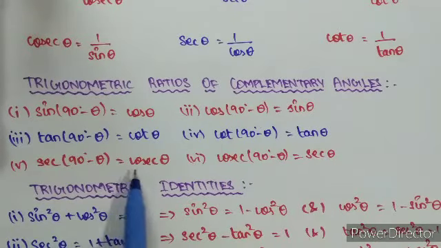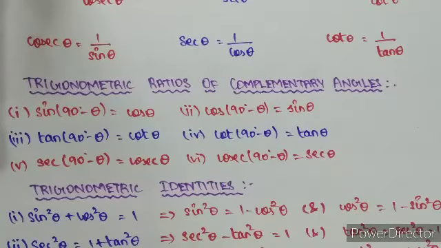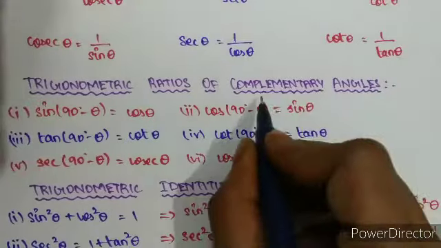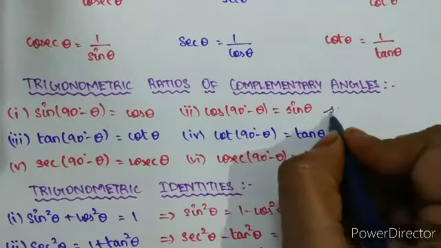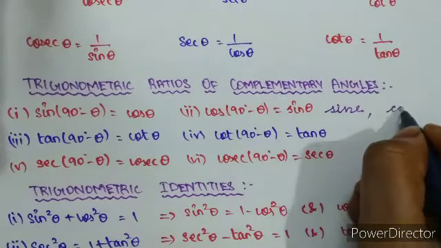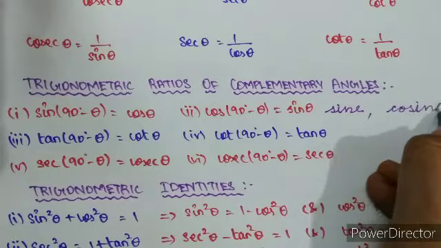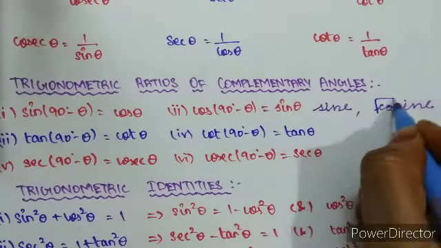Secant(90 minus theta) is equal to cosecant theta. Cosecant(90 minus theta) is equal to secant theta. I'm just giving you a hint to remember these complementary pairs. Sine and cos are the complementary pair. You know, the full form of cos is cosine, isn't it? See here, sine and cosine, they are complementary.